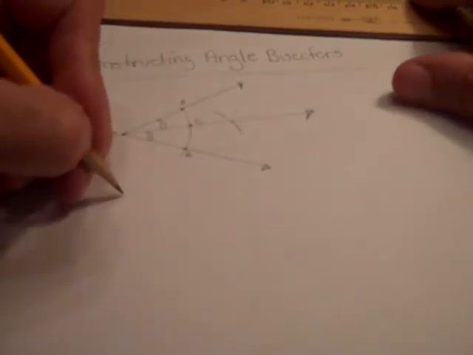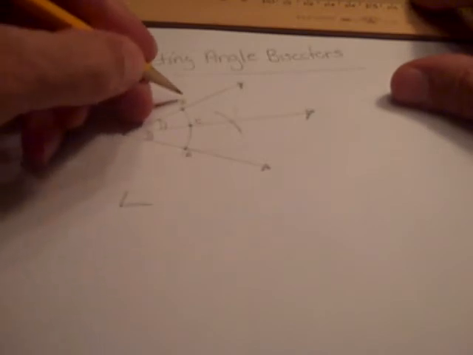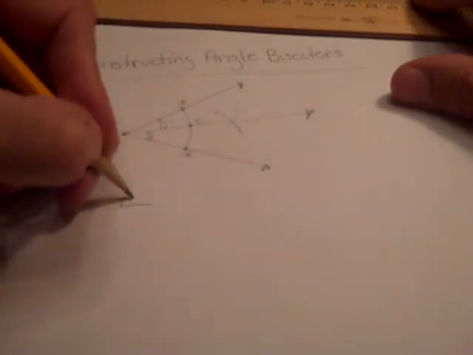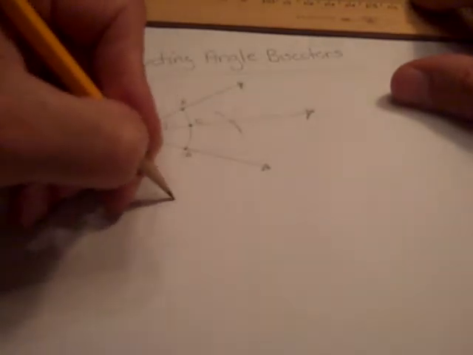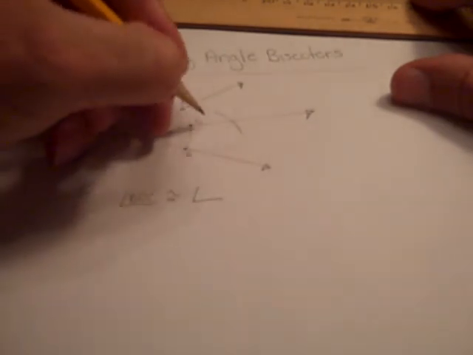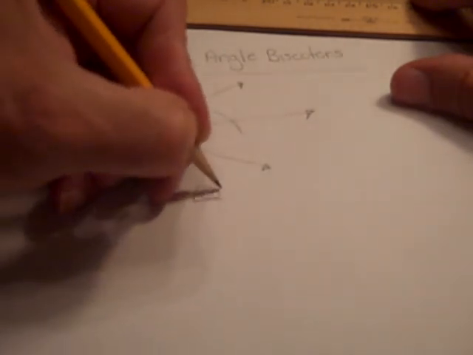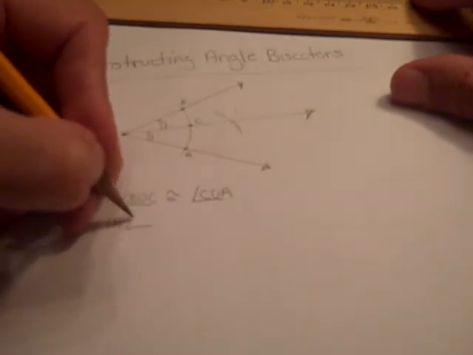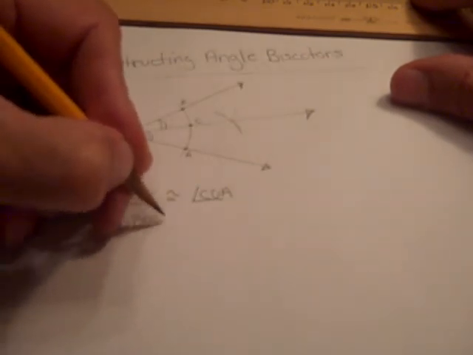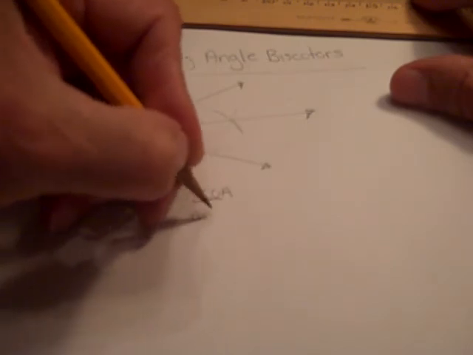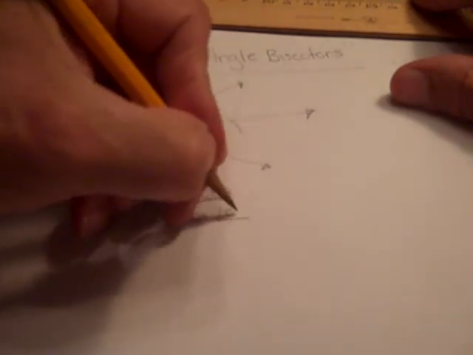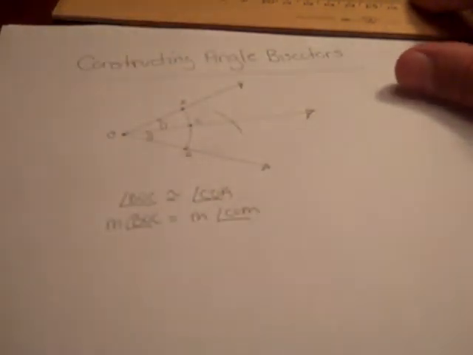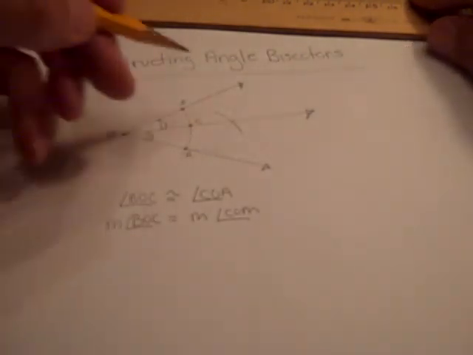So I have angle BOC congruent to angle COA, which also means that the measures of the two angles are equal. And that's my angle bisector.